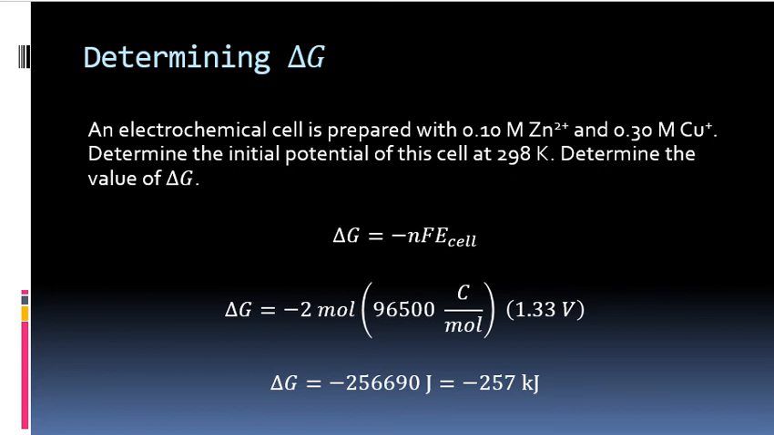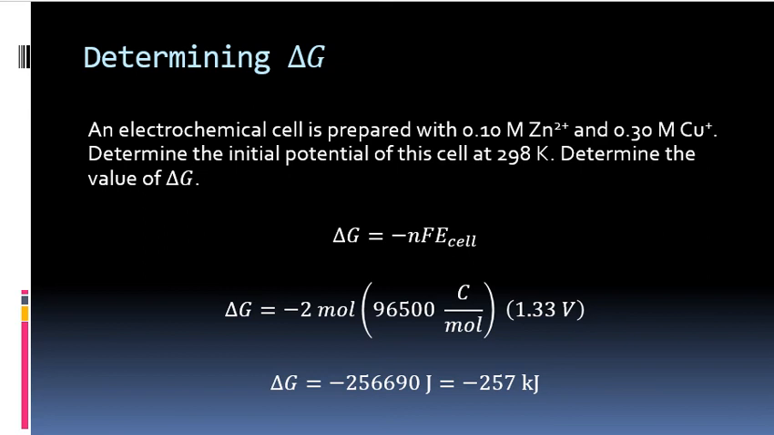So delta G is going to equal negative multiplied by the total amount of electrons being transferred, which in this case was 2. 2 went in, 2 went out, so 2, multiplied by Faraday's constant, which is 96,500 coulombs per mole. So that's going to allow moles to cancel out. And now we have 1.33 volts as our non-standard cell potential.